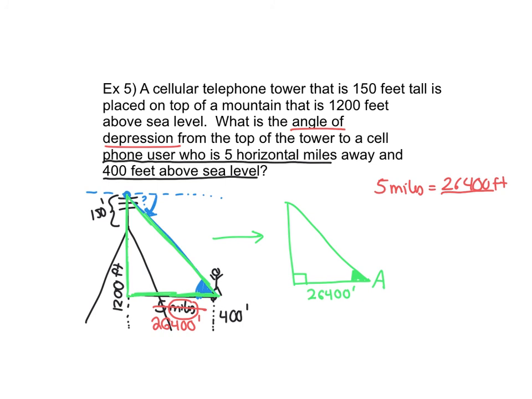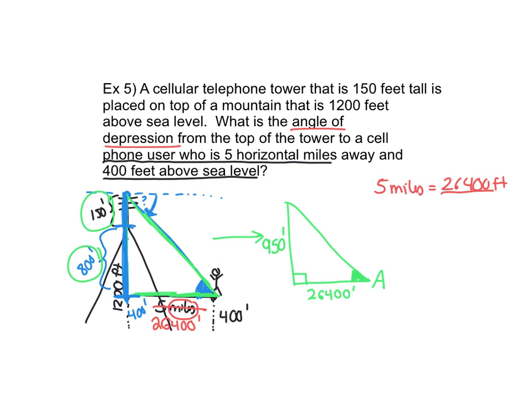Now keep in mind, for the vertical distance, you have 150 feet right here. You have this distance, but not all the way to the bottom. We have to subtract the 400 feet where the person is actually standing above sea level. So really we're looking at 1,200 minus 400, which is 800 feet. 800 feet plus the 150. If I add these together, that's 950 feet for the height of the triangle that I'm looking at. And again, I'm trying to find that angle A.